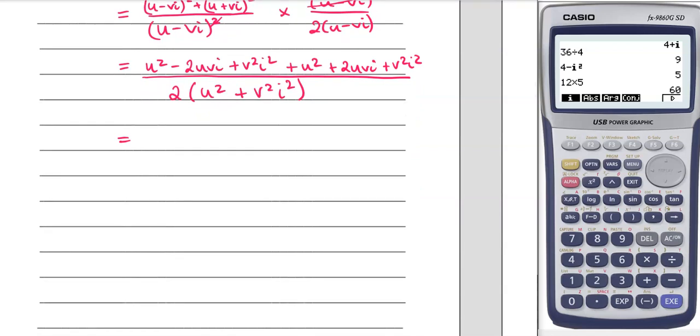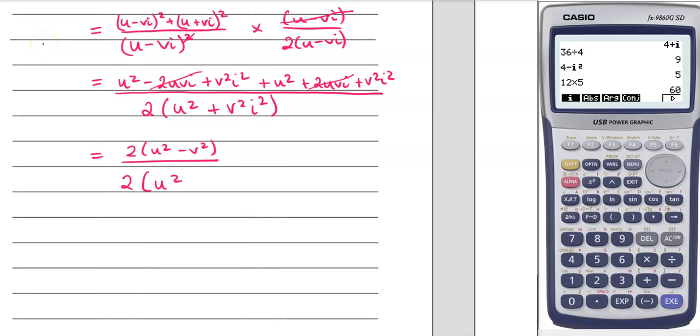Okay, so looking at the top here, the minus 2uvi cancels with the plus, and the v squared i squared is minus v squared, so we get u squared minus v squared plus u squared minus v squared, so that is 2 times u squared minus v squared. On the bottom we have 2 times u squared plus v squared i squared, so i squared is minus 1, so u squared.